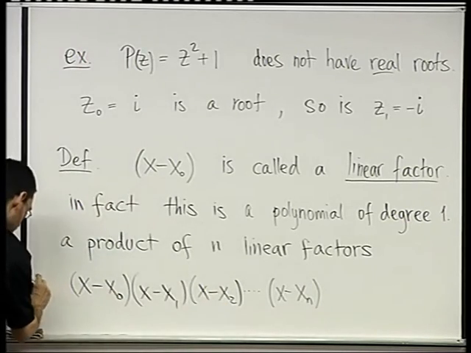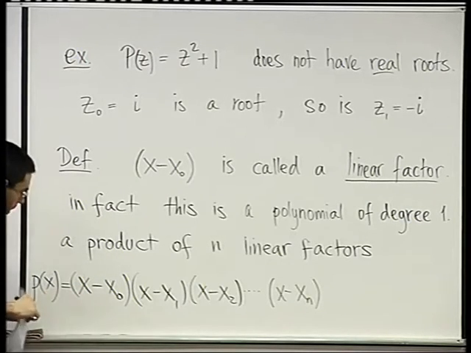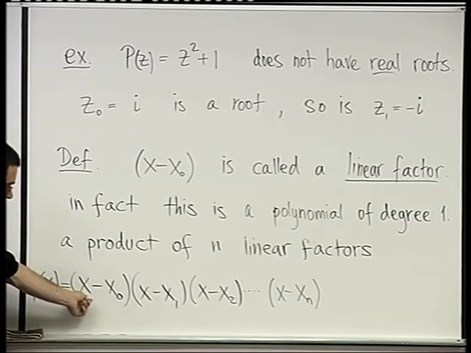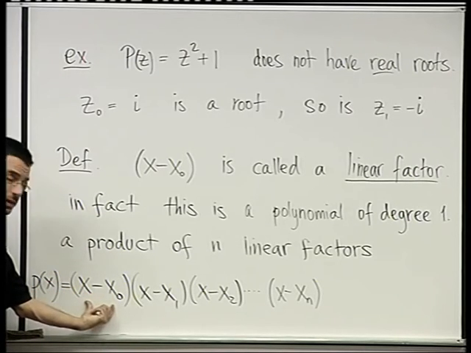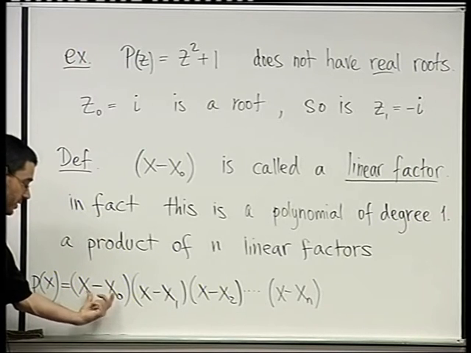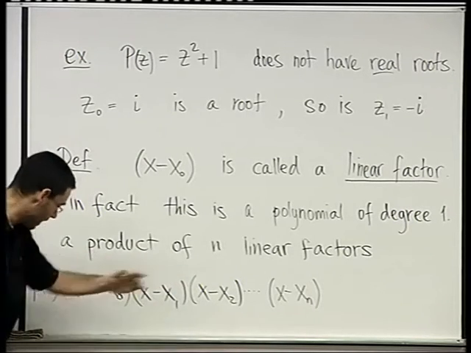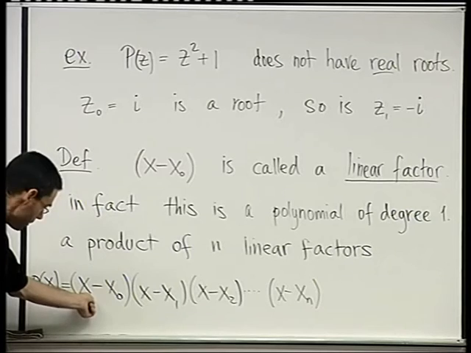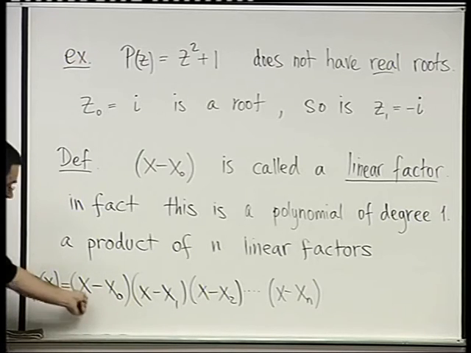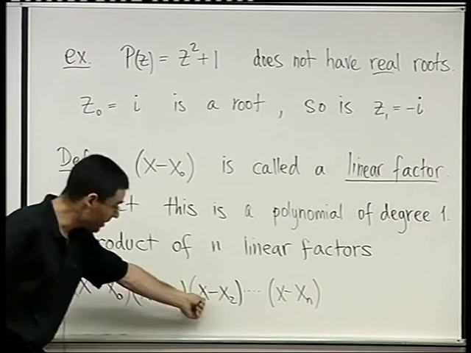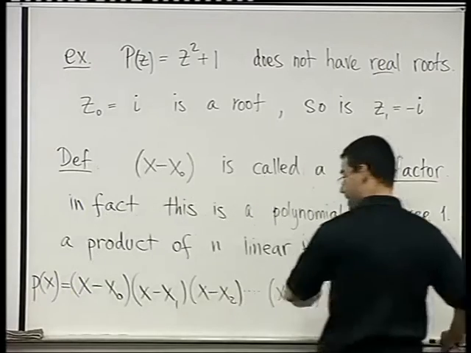So let's call it p of x. If you're going to plug in an x0 here, this linear factor will become 0, because x0 minus x0 is 0. And then it's multiplicative, so it will make the entire thing 0. So x0 is a root. P of x0 is 0. So is p of x2, so is p of xn.